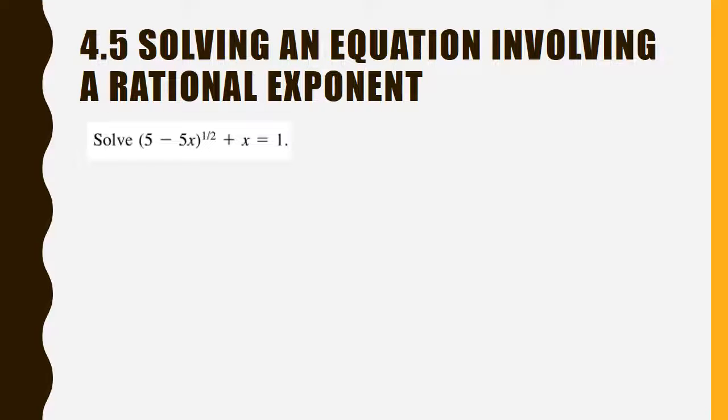Now we're going to solve an equation involving a rational exponent. Now listen though, the power of 1/2 is the square root. So what this problem really is, it's the square root of 5 minus 5x plus x equals 1. So you're going to use the same procedure we just used. Pause the recording, give this a try, and resume the recording to check your answer.